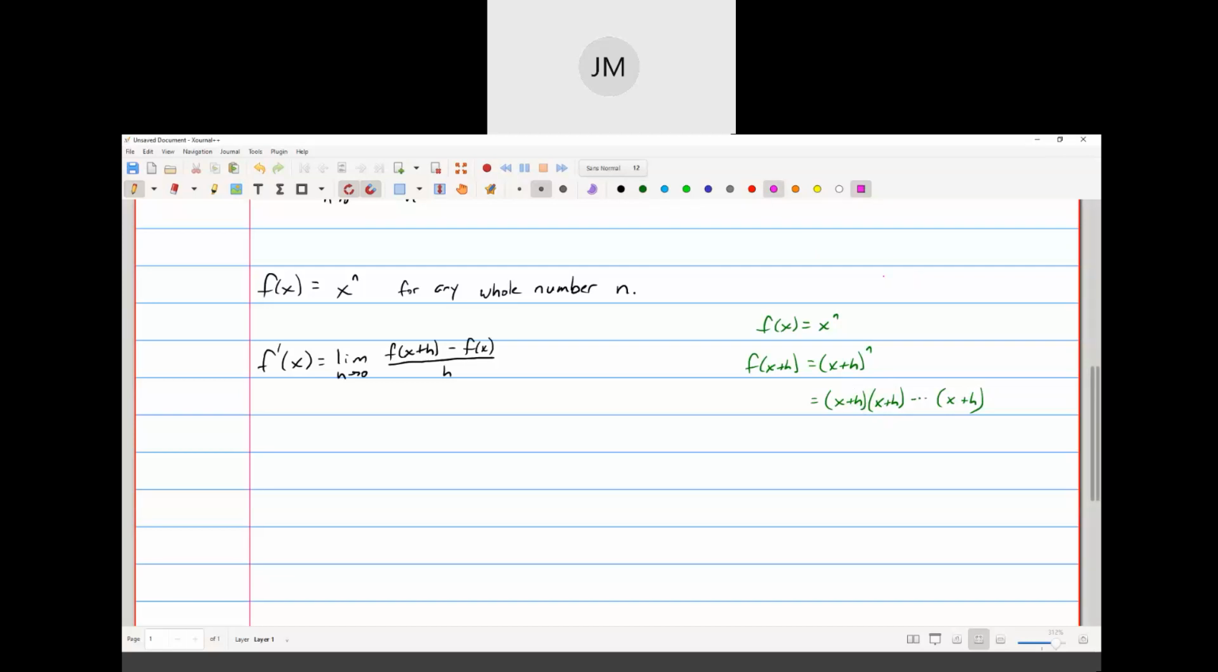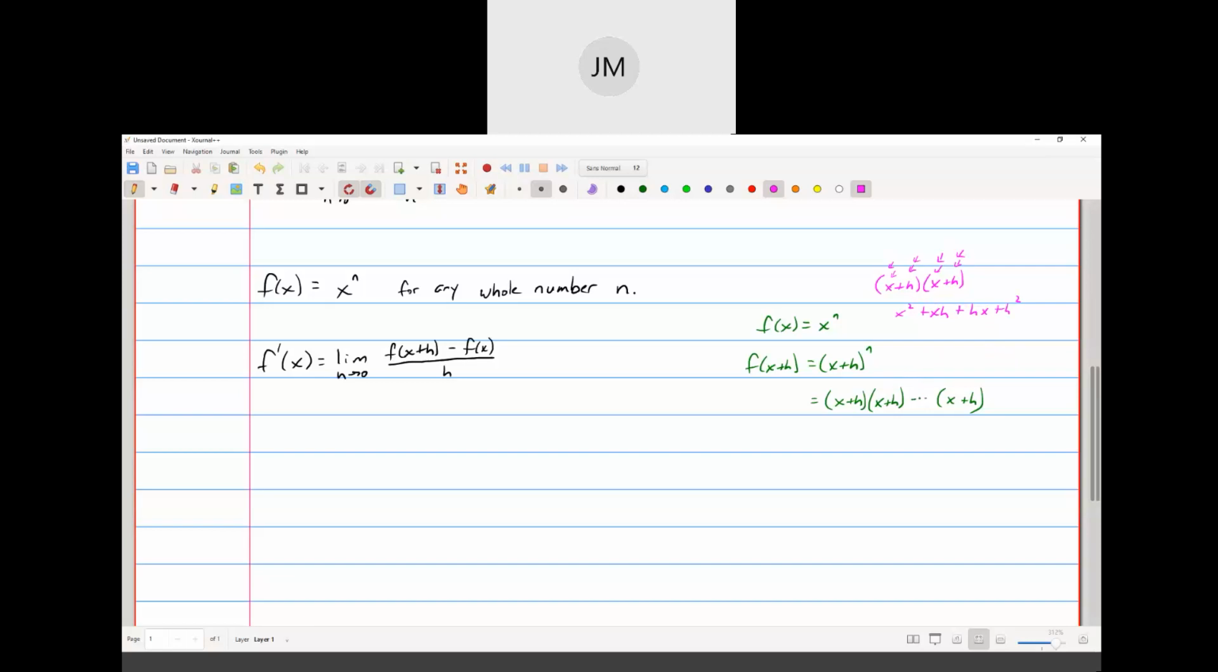So you're very familiar with the case where we just have two factors. Okay, so then we say, all right, take the x from the first one and the x from the second one. Okay, then take the x from the first one and the h from the second one. Then take the h from the first one and the x from the second one. And then take the h from the first one and the h from the second one. Okay, and that's sometimes abbreviated as foiling it out, right? First, inner, outer, last.